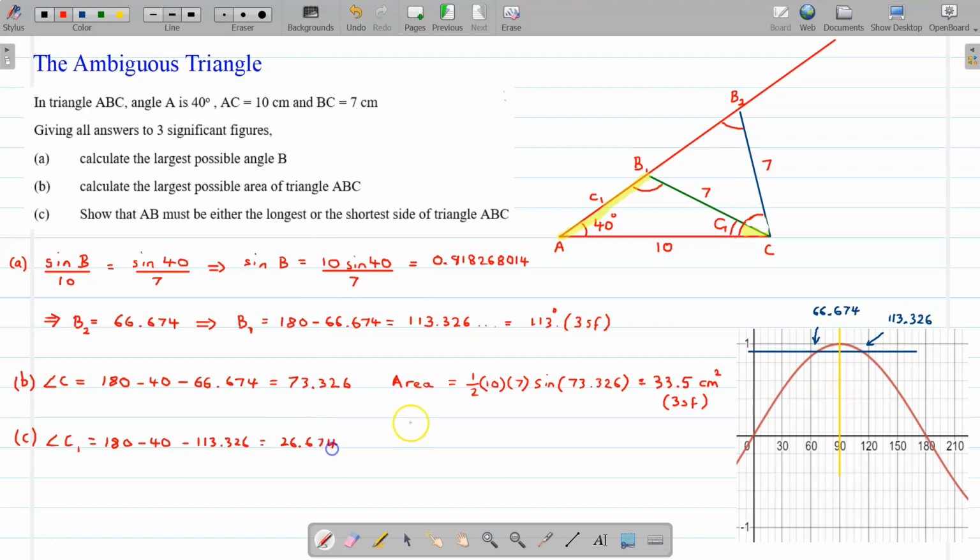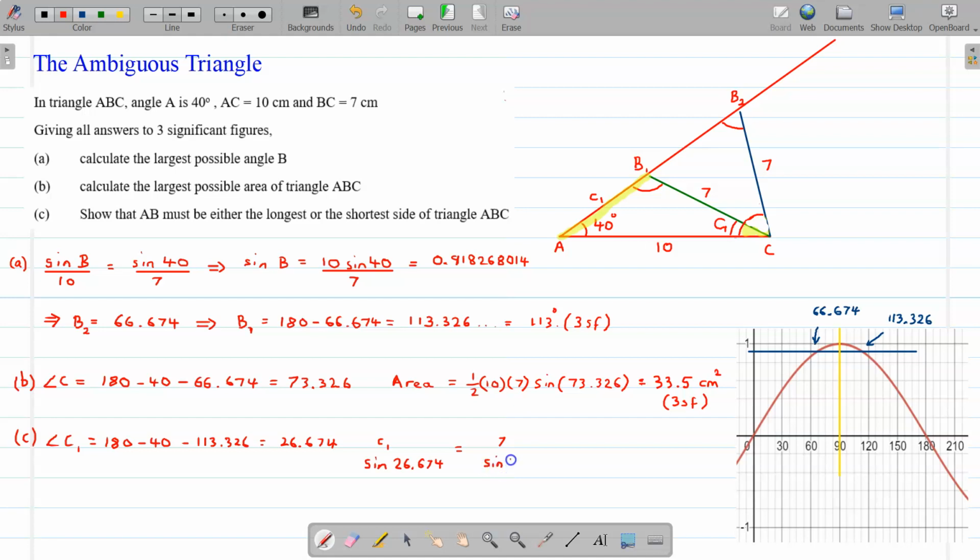Okay, so the length c1, this is lowercase c, c1 over the sine of that number I've just written down, the sine of the smaller angle, 26.674, is equal to 7 over the sine of 40.